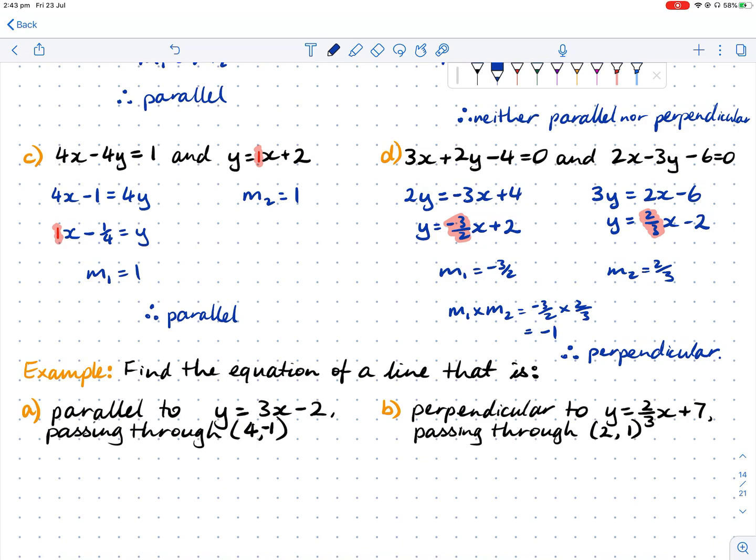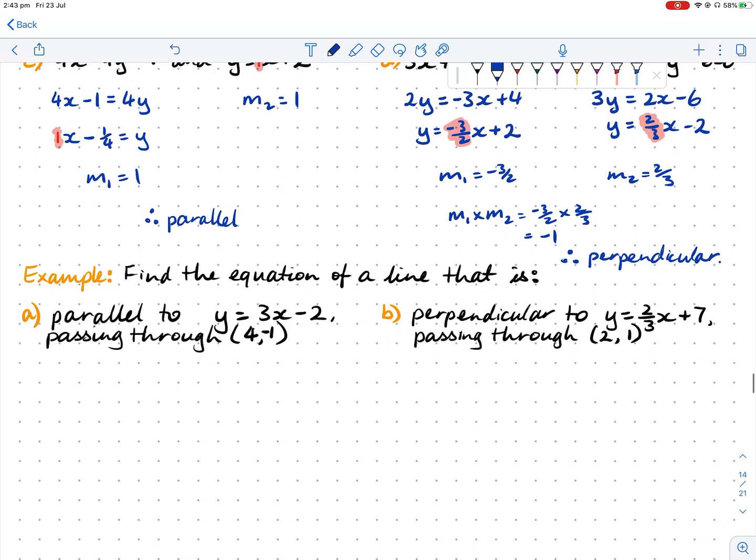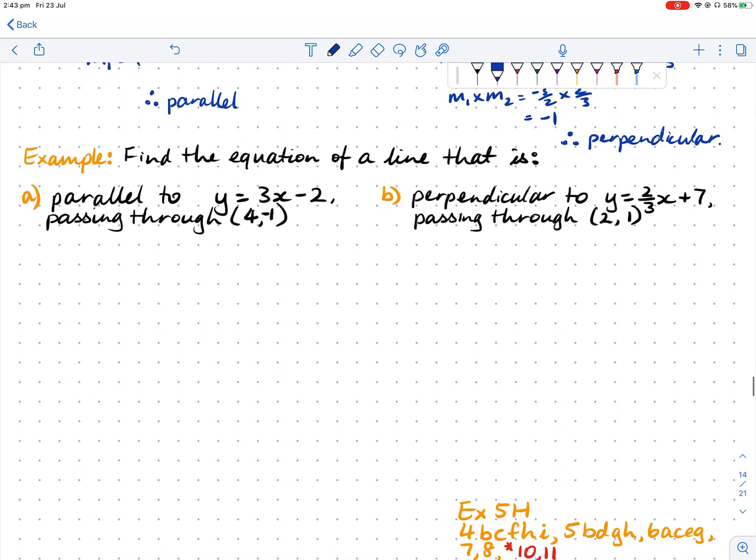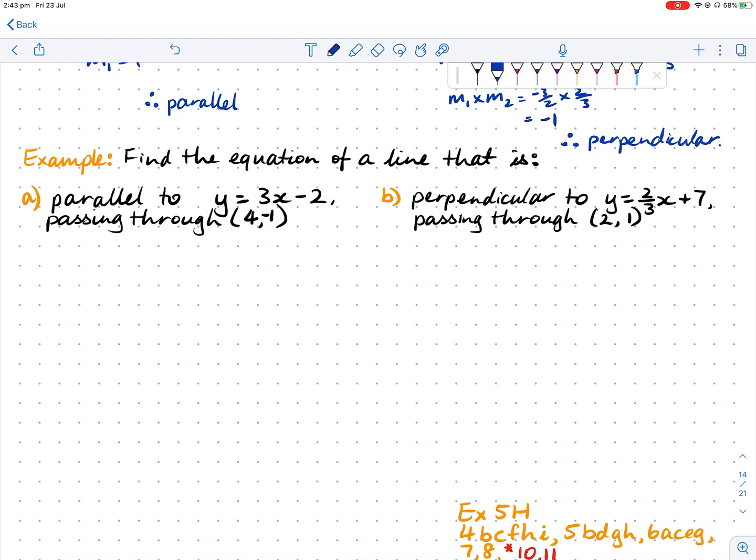So those questions were just about identifying parallel and perpendicular. The next examples are for finding the equation of the line. So for the first question, we want a line that's parallel to y equals 3x minus 2, and it needs to pass through the point (4, negative 1). The first thing we need to do is work out what the gradient of this line is, and then work out the gradient of the line that we require. So if we're looking at this equation, we know that the coefficient of x is the gradient. So m1 is equal to 3.